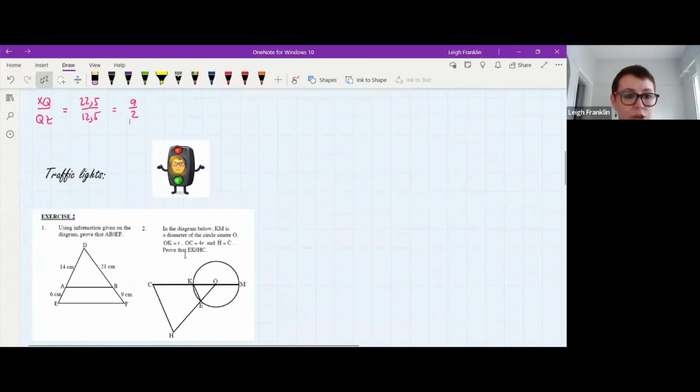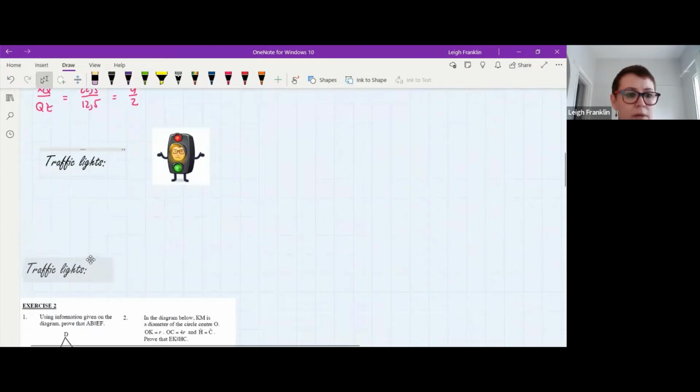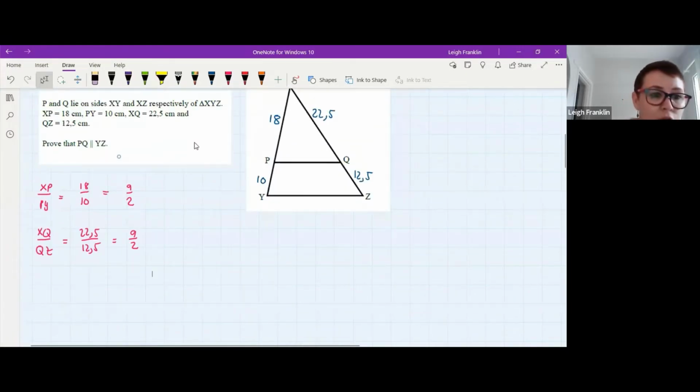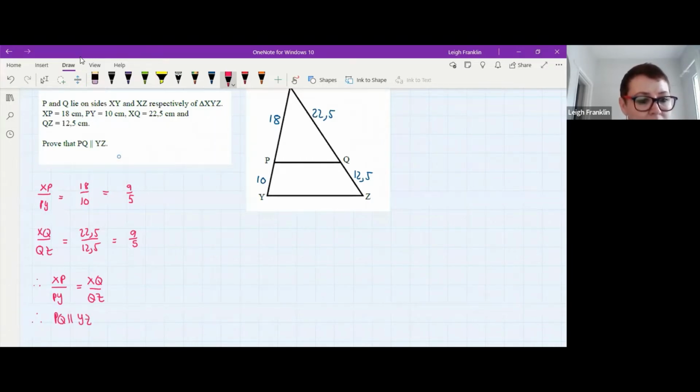So now what I'm allowed to do is this. Let me just move this down and out the way. I want to continue with what I'm saying. Now we are allowed to conclude, because they are equal to the same value. Is it 9 over 5? Sorry, of course, 10 divided by 2 is not 2, is it? Thank you. 9 over 5, there we go. Because they're equal to the same thing, the conclusion is that they must be equal to one another. So now we may conclude, therefore, xp over py is xq over qz. This is now our conclusion, not our opening statement. And now we must say, therefore, pq is parallel to yz.